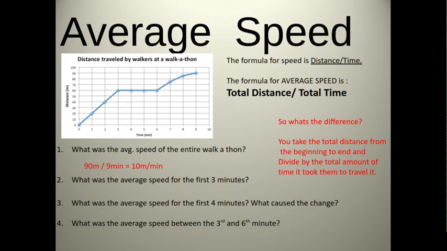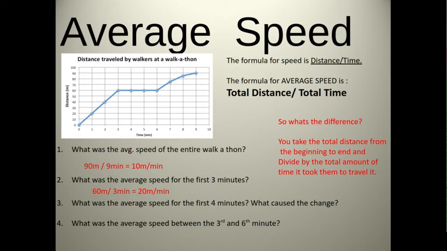Let's take a look at what the average speed for the first 3 minutes of this race was. I look at my time down here, 3 minutes. We're looking at this straight diagonal line that's increasing. What was the average speed here at the 3 minute mark? Well, at 3 minutes, this walker walked 60 meters. So 60 divided by 3 gives me 20 meters per minute. So in the first 3 minutes of the race, they were averaging a pace of 20 meters per minute. But if we look at the entire race, it was 10 meters per minute. So why the difference?